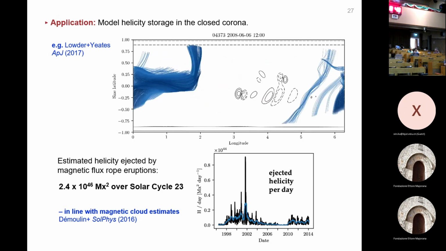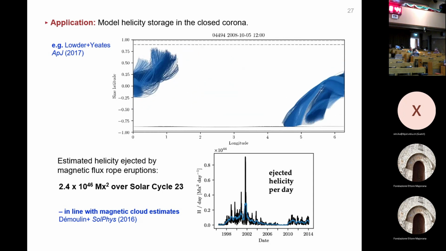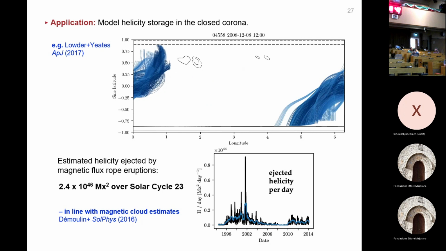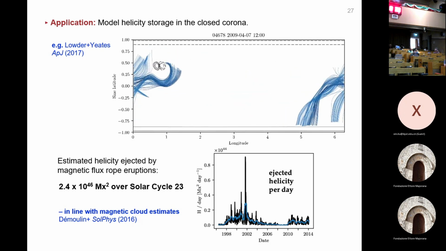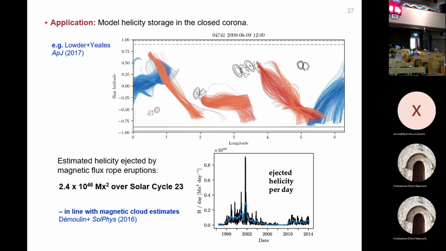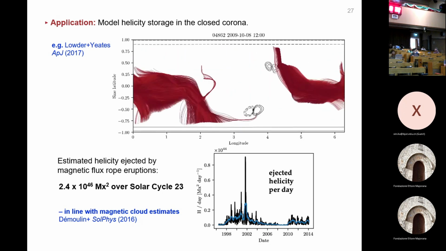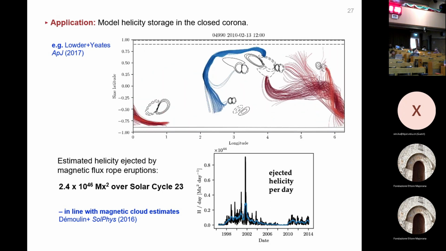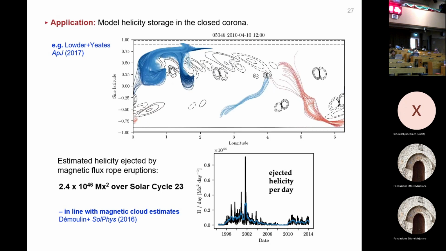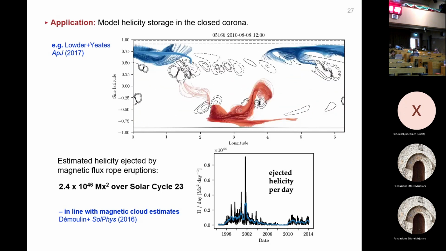But you measure the ones that come past us, and by some very rough fitting, you try and estimate how much helicity they have. You only have a single point of observation, so you can't really see exactly what the structure is, but you make some estimate. And when they do all of that, they get a similar figure for the amount of helicity being ejected in these eruptions. So that's quite nice.